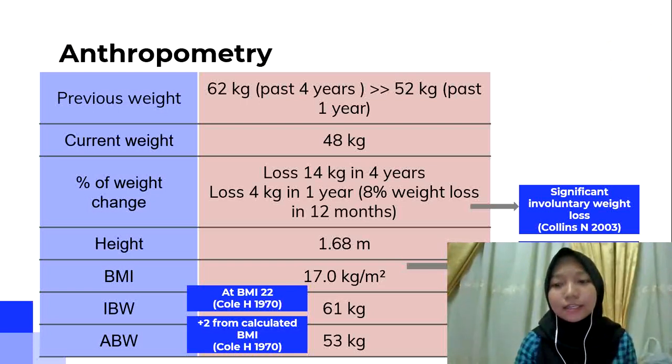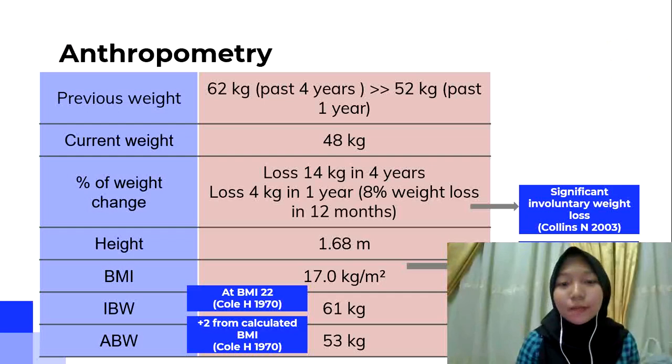And this indicates the patient has insignificant involuntary weight loss based on Collins 2003. And the patient's BMI is 17.0 kg per meter squared, which is underweight according to WHO 1995. The patient's elderly body weight at BMI 22 is 61 kg, and the patient's adjusted body weight, which is the weight used for calculation, is 53 kg, which is +2 from the calculated BMI based on the Coolidge 1970 reference.